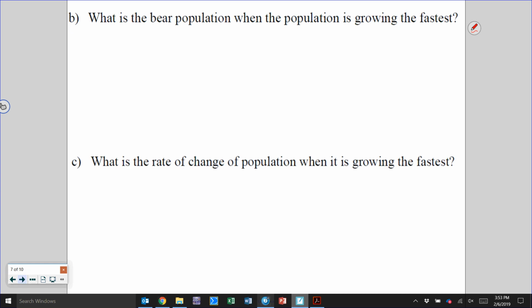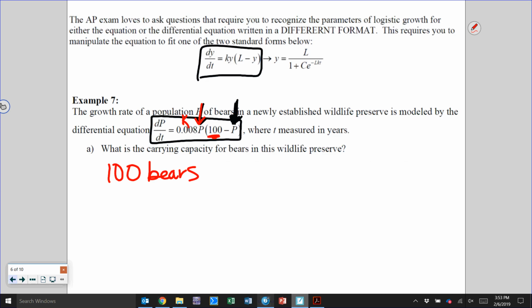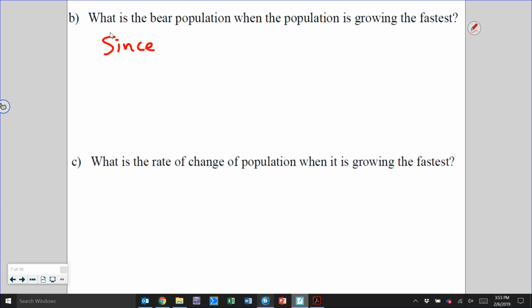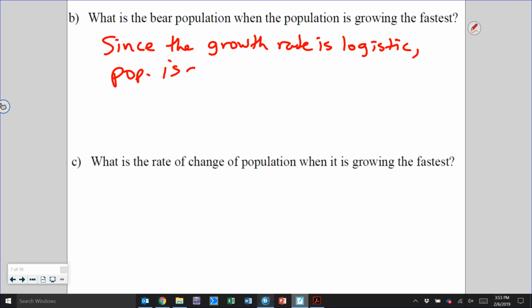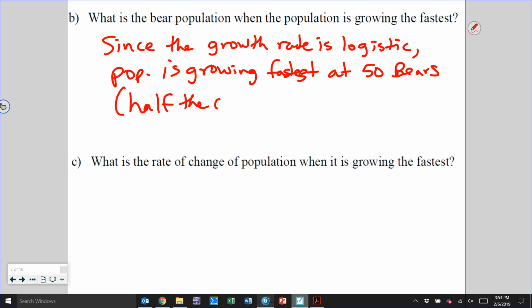Second question says, what is the bear population when the population is growing the fastest? Well, as long as I recognize this is logistic, I can just say since the growth rate is logistic, population is growing fastest at 50 bears, because if you want to give another reason, half the carrying capacity. Okay, so I don't have to solve it and go through a big process. I already know that's when it's going to happen.